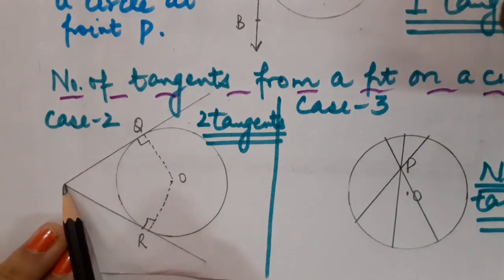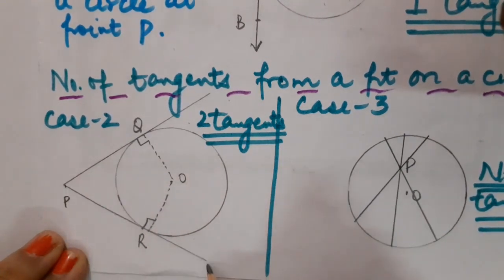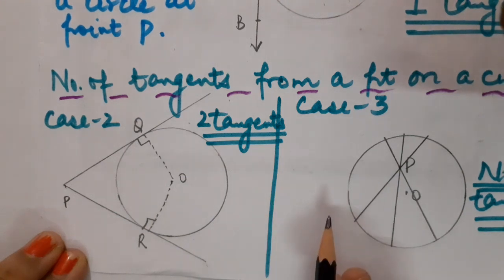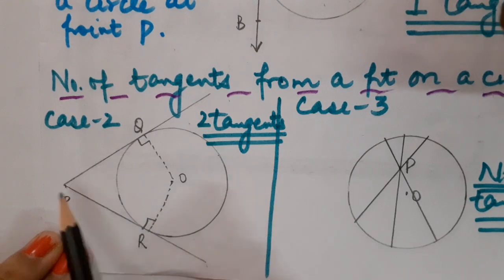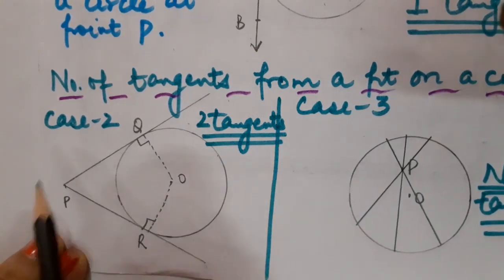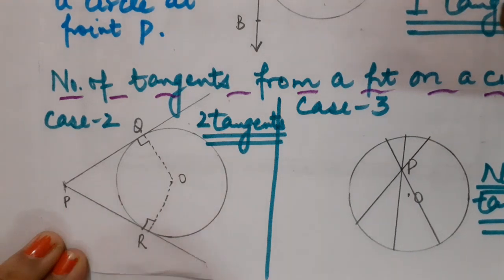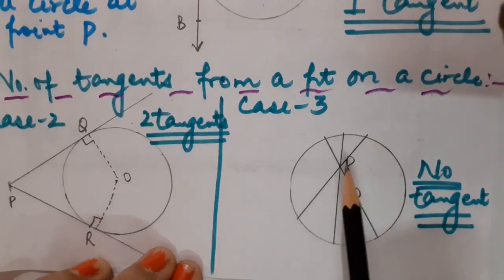If the point P lies outside the circle, then how many tangents can be drawn? Then in that case, children, we can draw a maximum of 2 tangents. Here you can see that PQ and PR are 2 tangents which I have drawn, in the case when point P lies somewhere outside the circle.